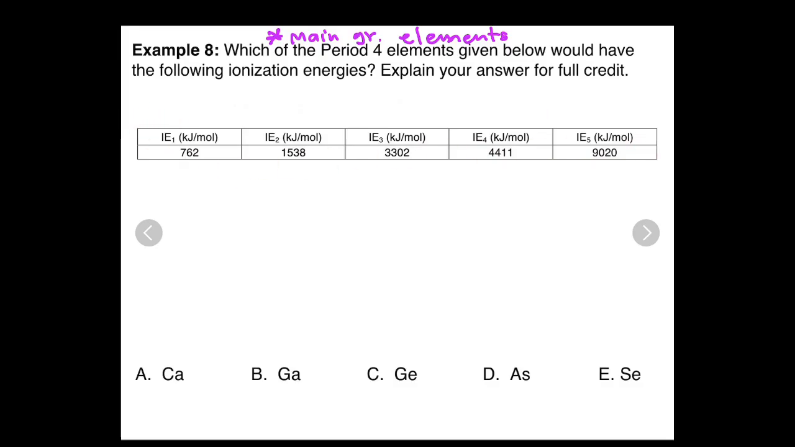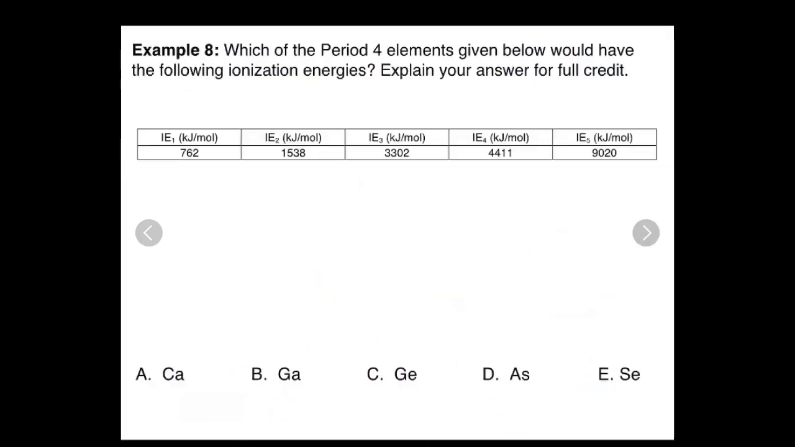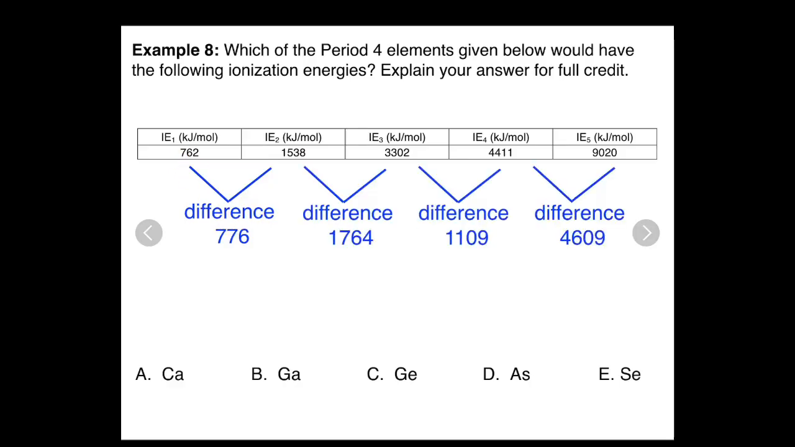In order to do this, you need to do exactly what we did earlier. You need to find the jump in energy, because the jump in energy will tell you about the core electrons and the number of valence electrons. So we're going to do the same thing here: find the difference between each of these. The difference comes out to 776 kilojoules per mole between the first and the second ionization energy. Continue doing this for the rest of these.